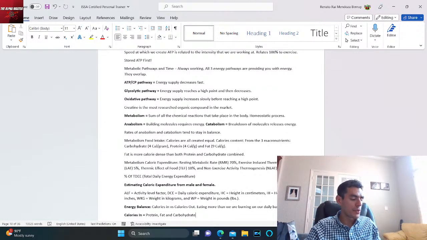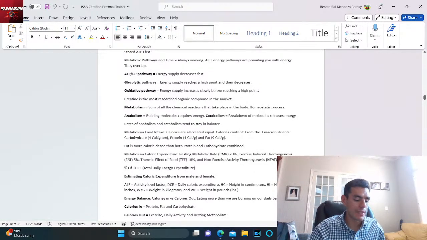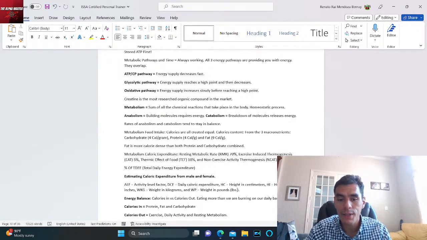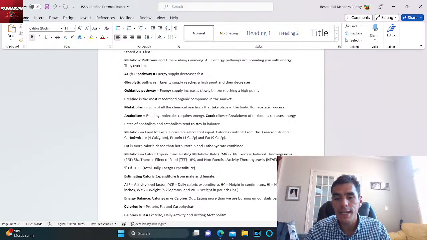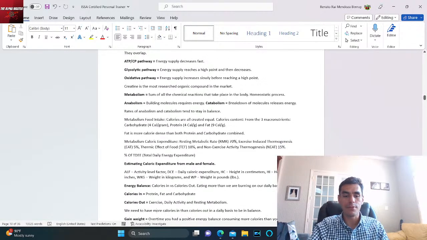Calories in are going to come from protein, fat, and carbohydrates, and calories out are going to come from exercise, daily activity, and the resting metabolic rate, or resting metabolism.